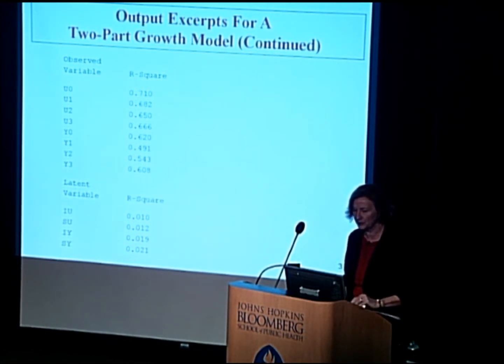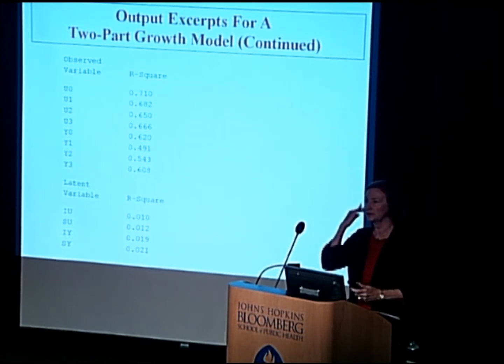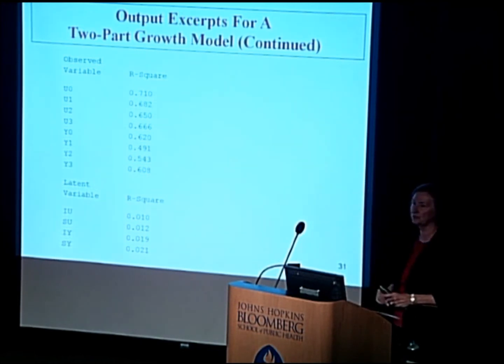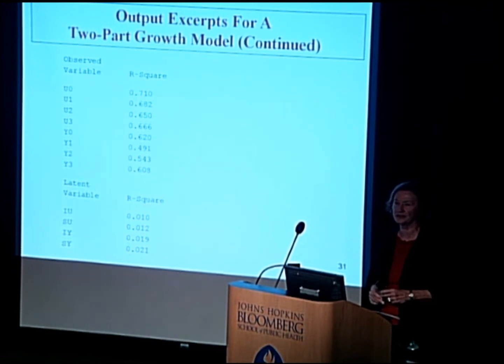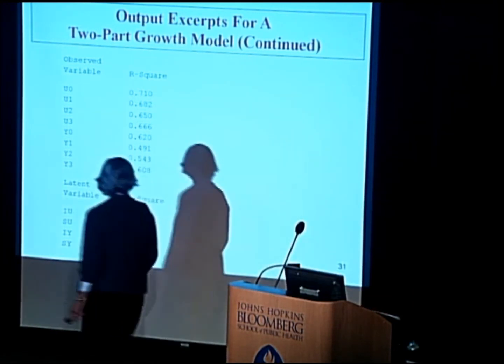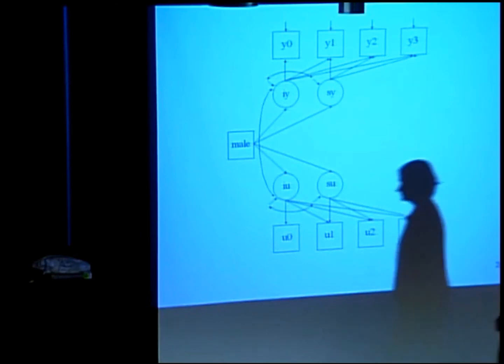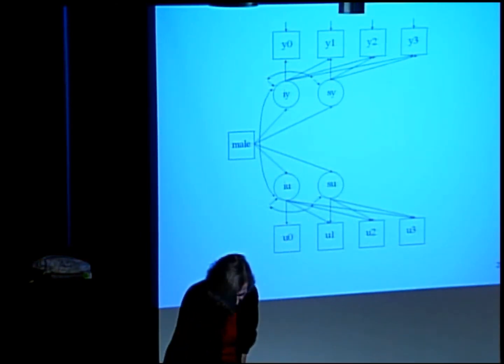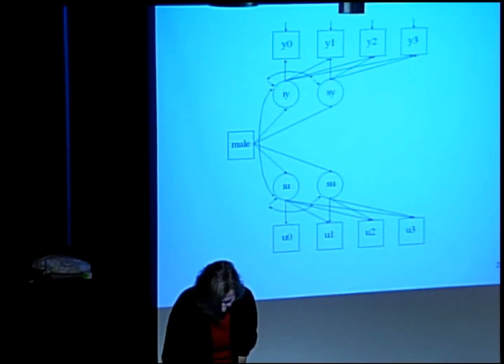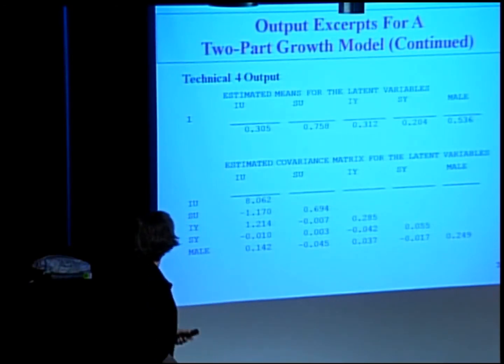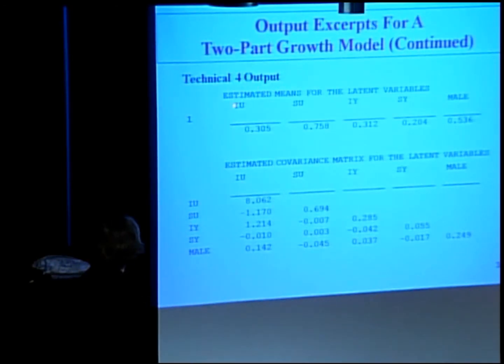Now you remember that we have a conditional model. So that means that we're not going to get means, variances, and covariances from that model for our growth factors. So as we mentioned yesterday, we want to use Tech 4 for that. If you ask for Tech 4, then you're going to get your estimated means for the 4 growth factors and your estimated variances on the diagonal and covariances.